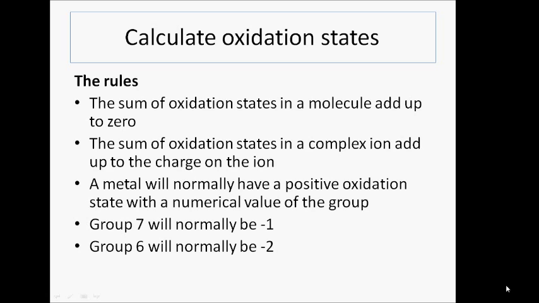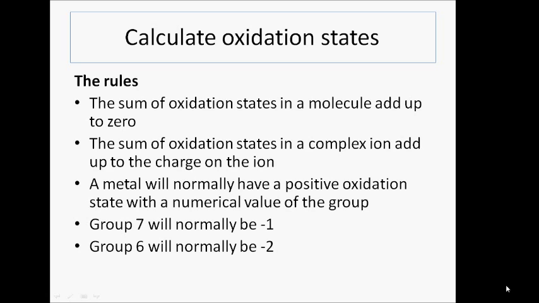Okay, now by looking in the periodic table, you can see what the normal numerical value of the oxidation state is. If you have a metal, for example, then it will normally have a positive oxidation state, and the numerical value will normally be the group number of that metal. So if you have a group 1 metal, such as sodium, sodium forms a +1 ion, so it's normally Na+. So sodium will then have an oxidation state of +1.